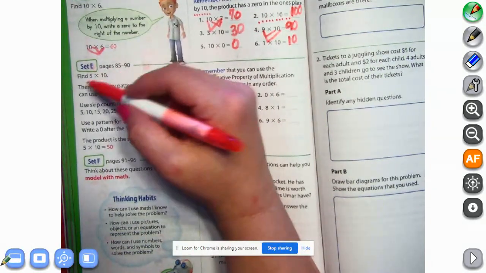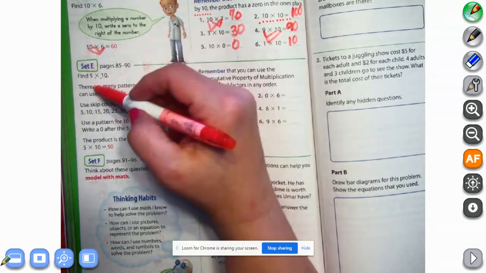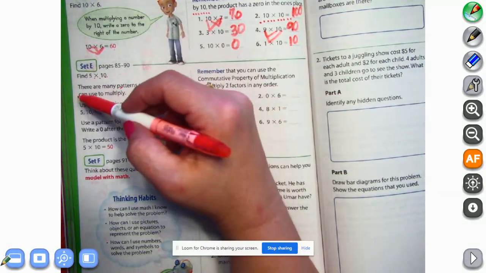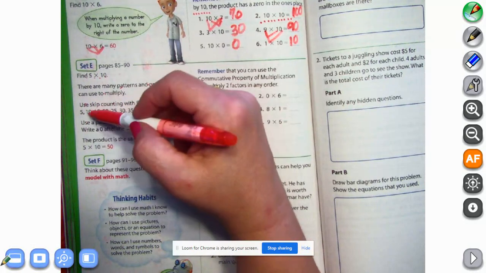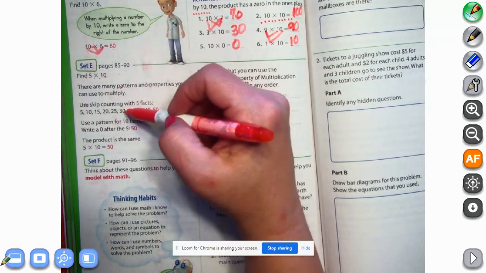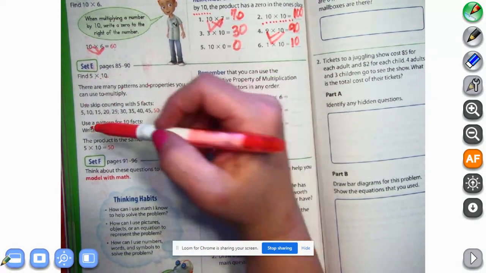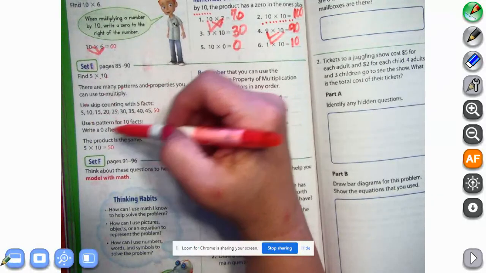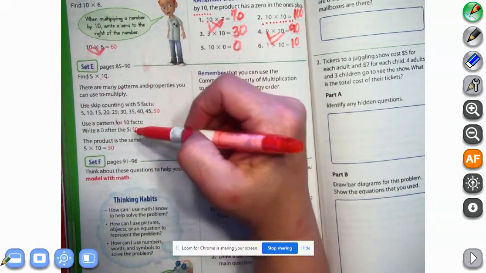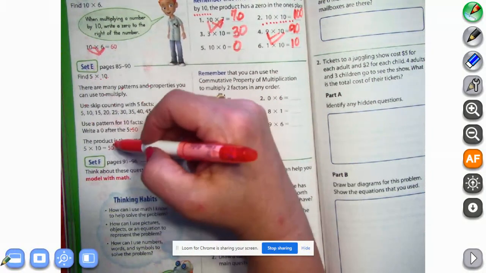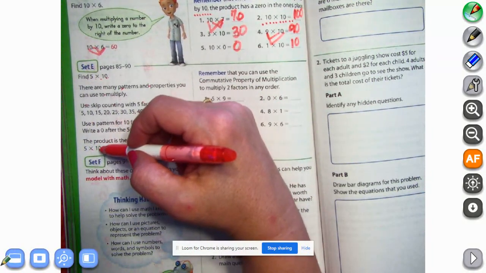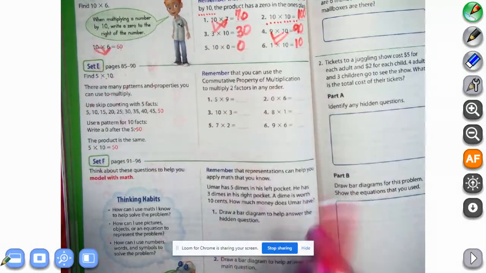Set E, find 5 times 10. There are many patterns and properties you can use to multiply. Use skip counting with 5 facts. 5, 10, 15, 20, 25, 30, 35, 40, 45, 50. Use a pattern for tens facts. Write a 0 after the 5. After the 5, 50. The product is the same. 5 times 10 equals 50. All right.